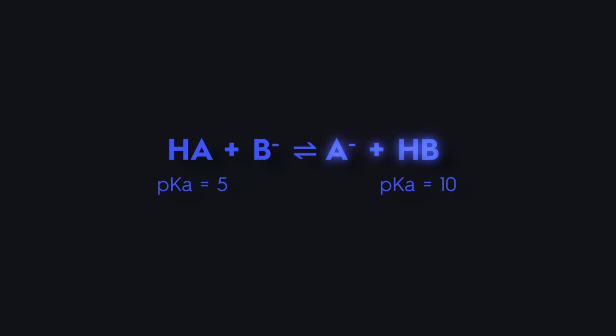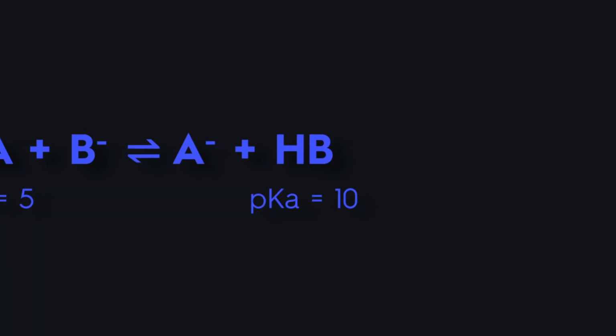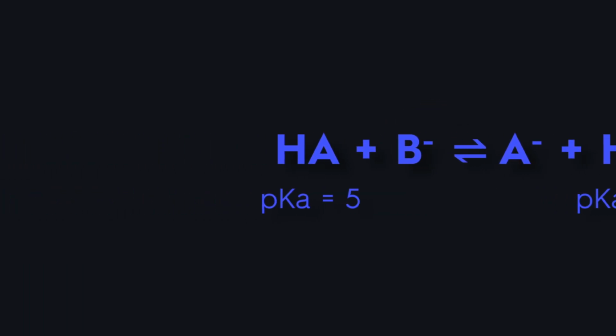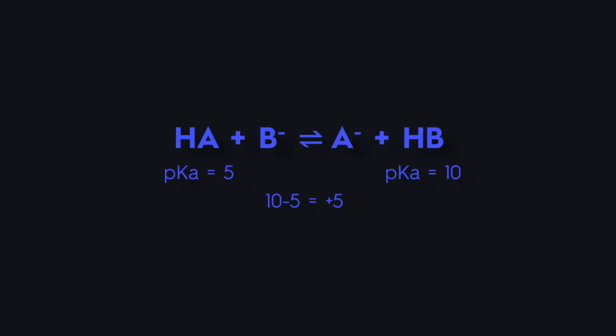Here's why. The acid on the product side has a pKa of 10, which makes it weaker than the acid on the reactant side with a pKa of 5. That makes ΔpKa plus 5, so the equilibrium constant KEQ is about 10 to the 5th toward products. There's a clear pattern here, and in a moment, we'll explore the general rule.